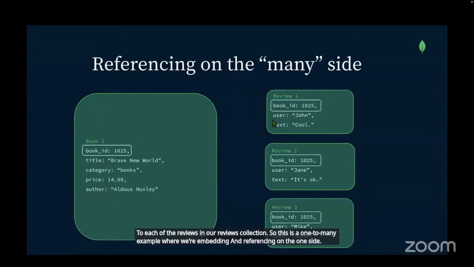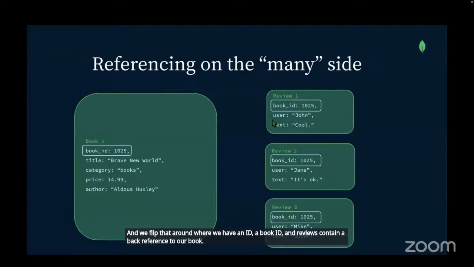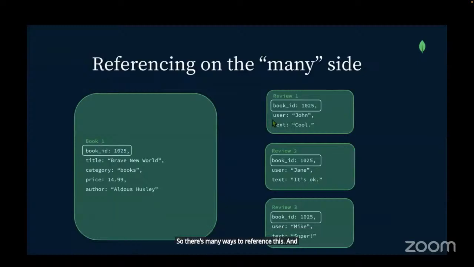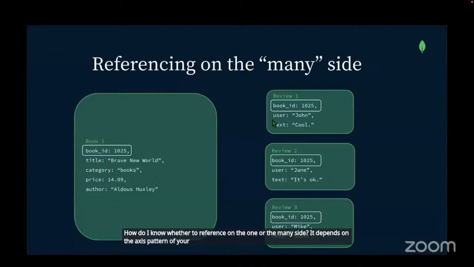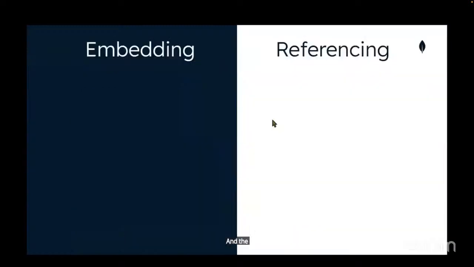Okay, and here's an example of referencing on the many side. Again, we flip that around where we have a book ID, and reviews contain a back reference to our book. So there's many ways to reference this. And again, the answer is, it depends. How do I know whether to reference on the one or the many side? It depends on the access pattern of your application and the performance requirements that you documented earlier. So you're always going to go back to that process of documenting your entities, your workloads, and the use cases that you want to support.